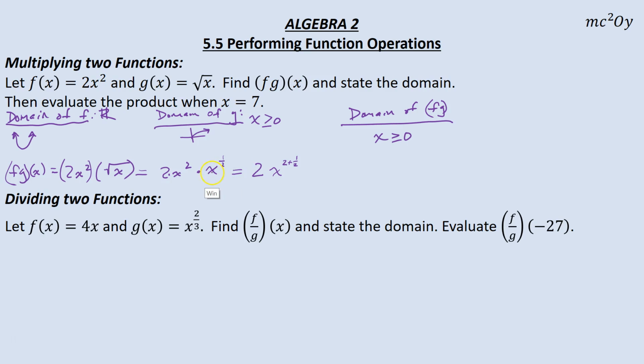You have the same base of x, so you add the exponents. Well, 2 is the same thing as 4 halves, and 4 halves plus 1/2 is 5 halves. So that's 2 times x to the 5 halves power. That is what f times g of x is, and that's a square root function raised to the 5th power. So our domain has to be greater than or equal to 0, because in the long run this function is going to be a square root function of a very big number.